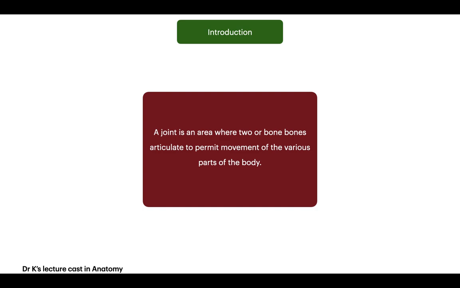So, what is a joint? A joint is an area where two or more bones articulate or meet to permit movement of the various parts of the body.